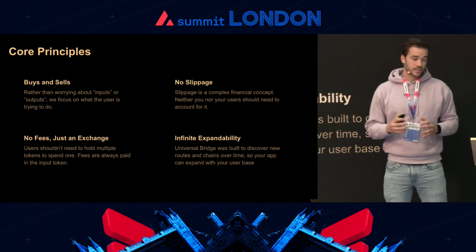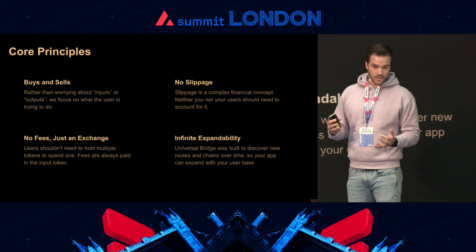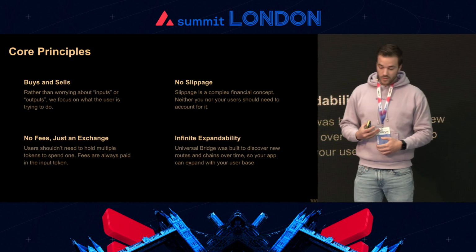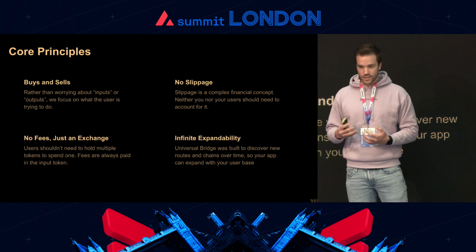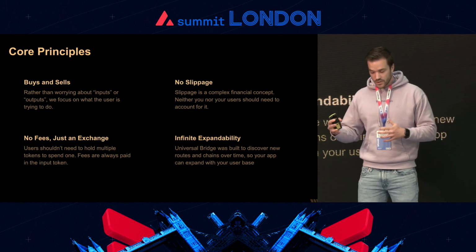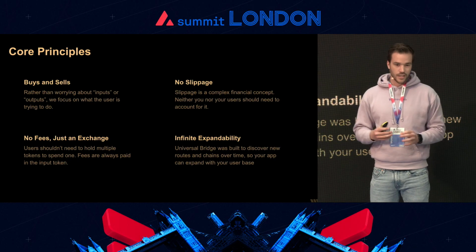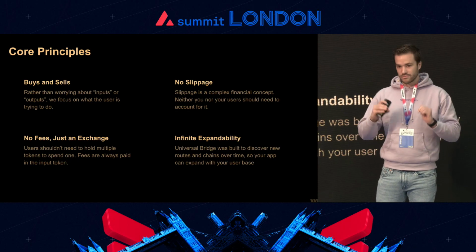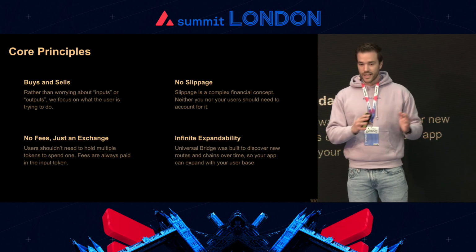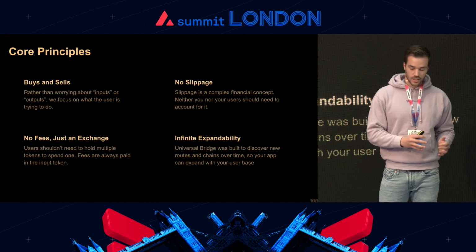The core principles for Universal Bridge for us are, first of all, it's buys and sells. So an end user wants to buy something or wants to sell something. We try to strip away as much of the more Web3 native lingo as possible. So inputs and outputs, and also, for example, the concept of slippage, we have abstracted away. A user says, okay, I want to get 10 AVAX, and that's the output that they want to get. And then they get a quote for what they're going to pay, for example, in ETH or in US dollars.